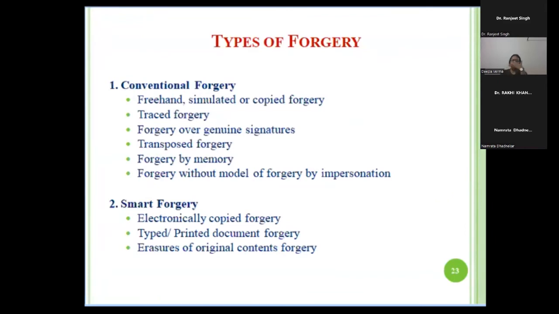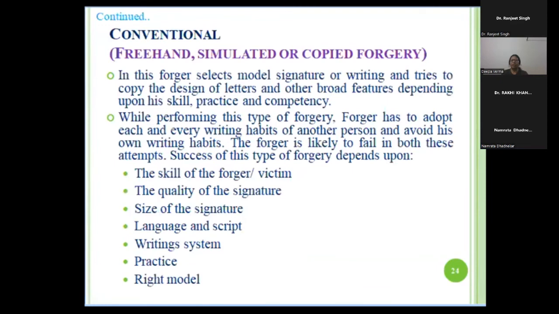So what are the types of forgery? Generally, forgery can be classified into conventional types of forgery and now smart kinds of forgery, because we have various materials to provide support in the act of forgery. So conventional forgery can be classified into pre-simulated copied forgery, text forgery, forgery over genuine signature, transfer forgery, forgery by memory, forgery without model, or forgery by impersonation. And another category where they are taking the help of materials or technical support is electronically copied forgery, printed document forgery, and erasure on the original document to create the forged substance.